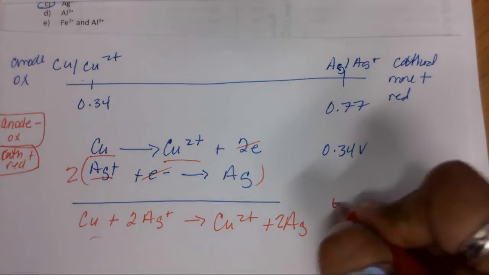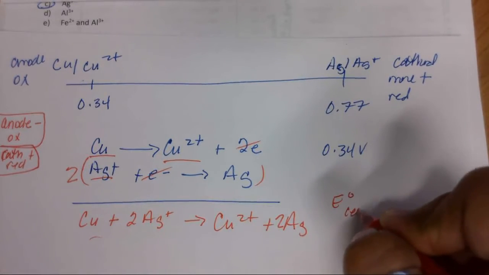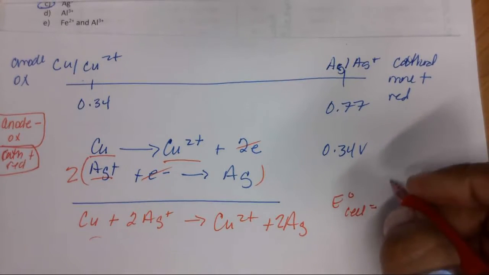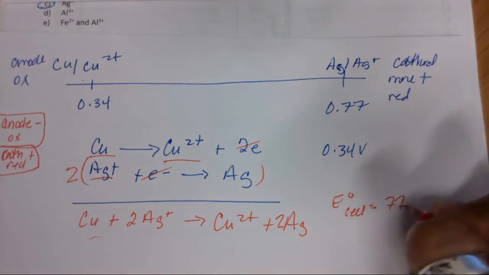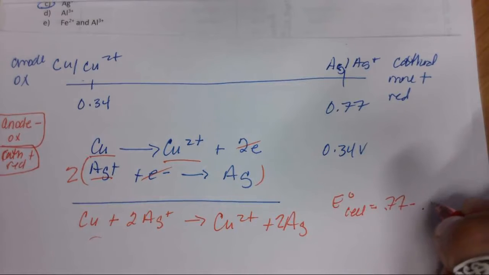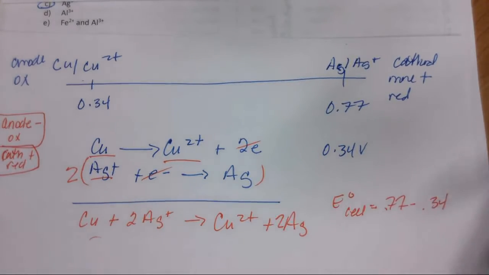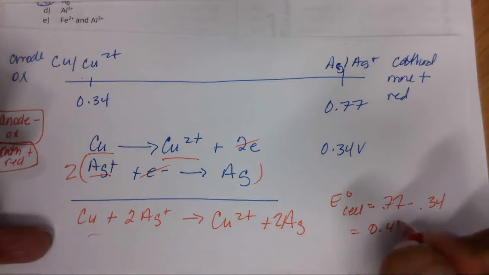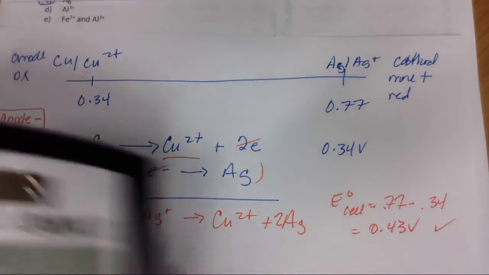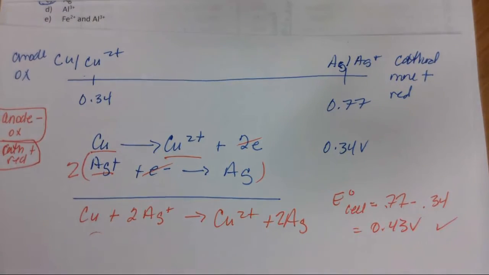And so if I do my cell potential, I take 0.77 minus 0.34, I'm going to get a positive number. So that gives me 0.43 volts. Okay, so all that checks. So it does reduce.